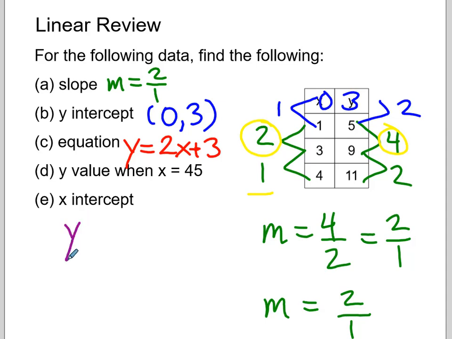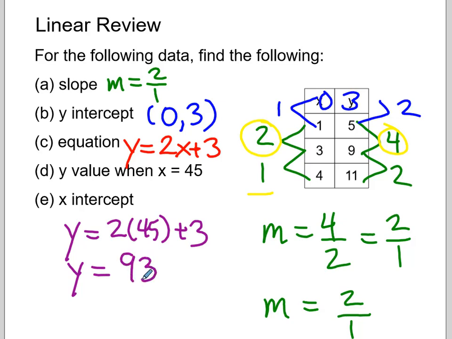Now the advantage of having the equation is when you want to find a y-value when x is 45, we can just take our equation, put in 45 for the x value, and calculate the y value. So in this case it would be 93.